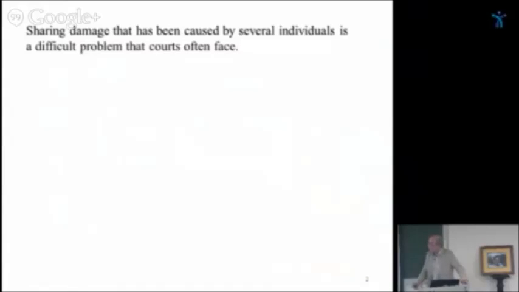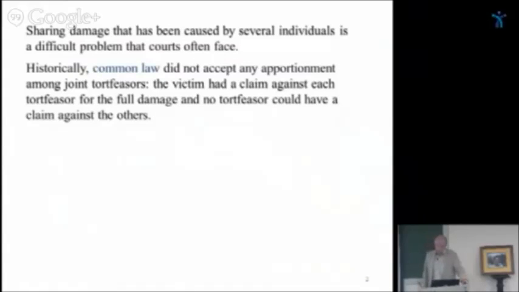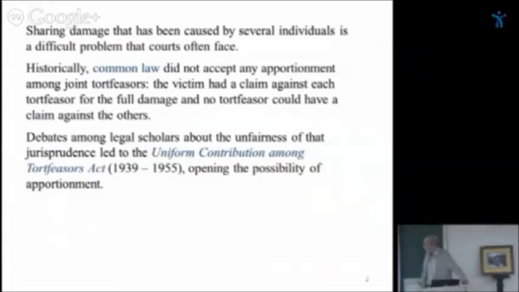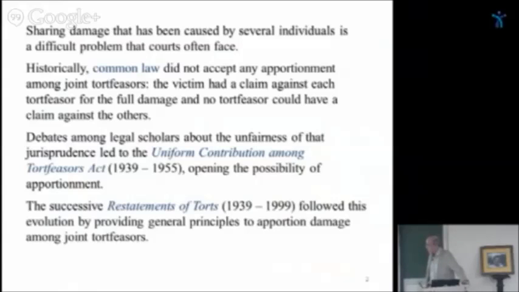It's a difficult problem, and historically, common law actually did not accept any apportionment. The victim had a claim against each tortfeasor, and tortfeasors could not have a claim against the others. There have been long debates. There was a Uniform Contribution Among Tortfeasors Act in 1939, revised until 1955, that opened the possibility of apportionment, of division of the damage among the tortfeasors.